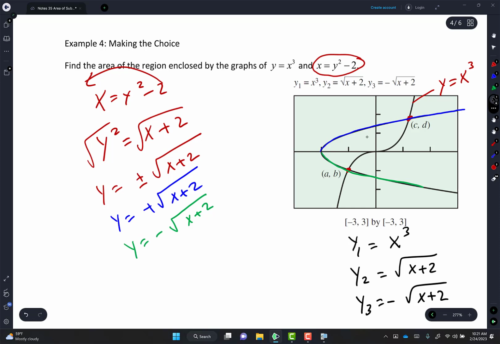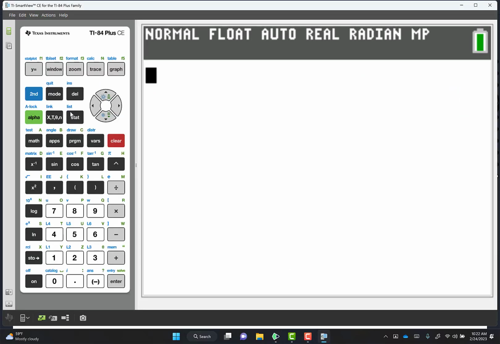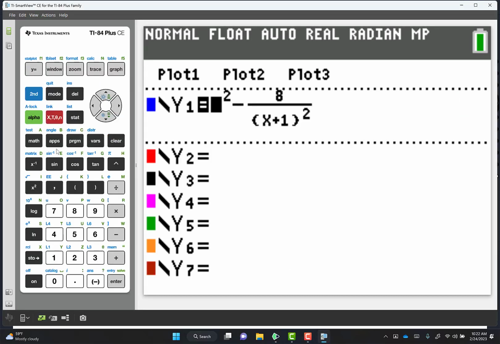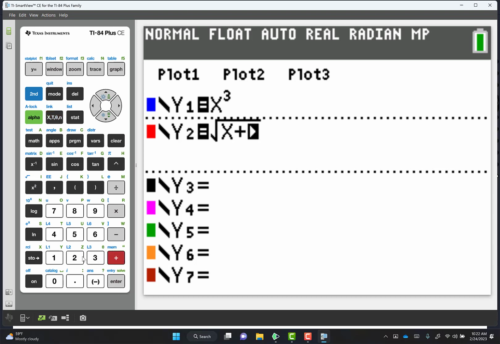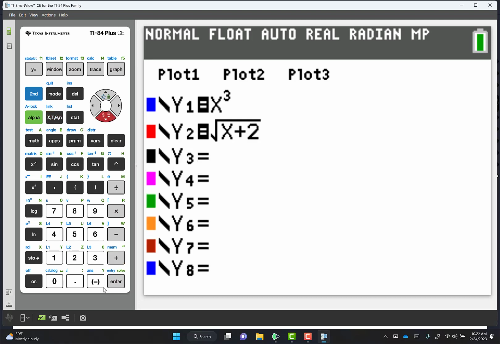To be able to plot it into the calculator, because the calculator does not have an x equals part. It has y equals. You know what I mean? So here we go. Y equals x cubed. Oops, I have a junk in there. Hold on. X cubed. And then square root of x plus 2? And then the other one was negative square root of x plus 2.